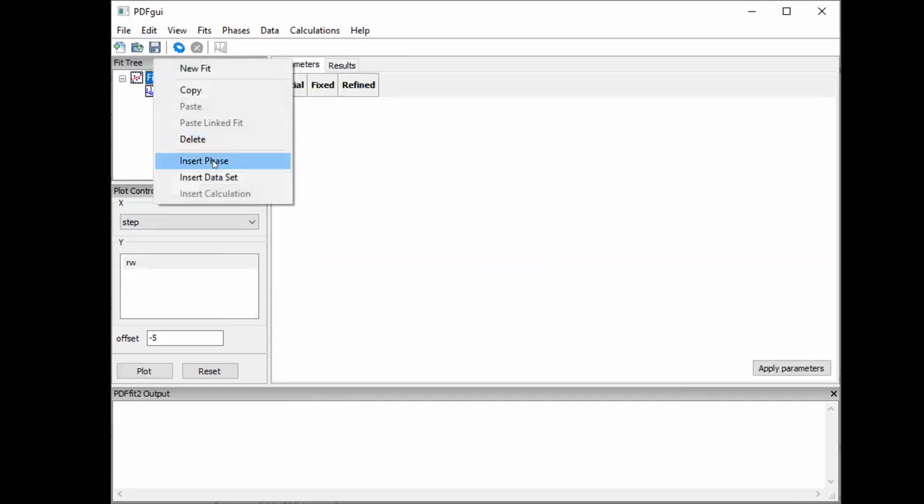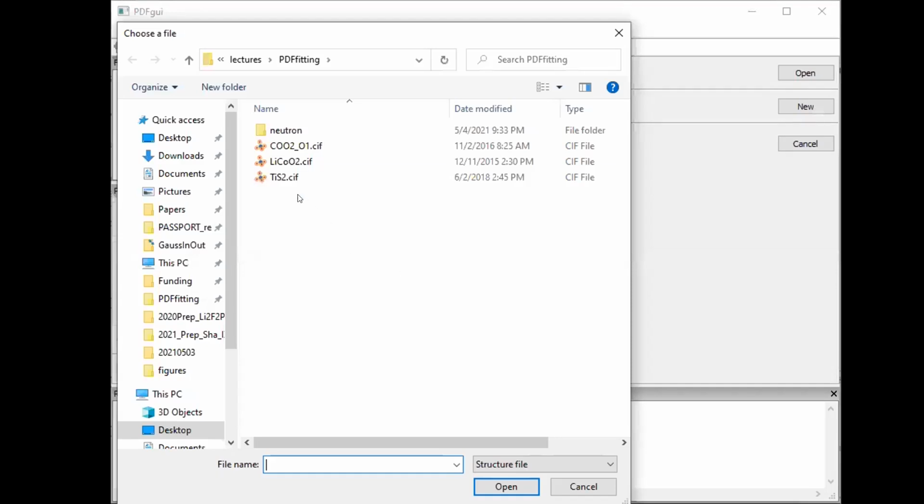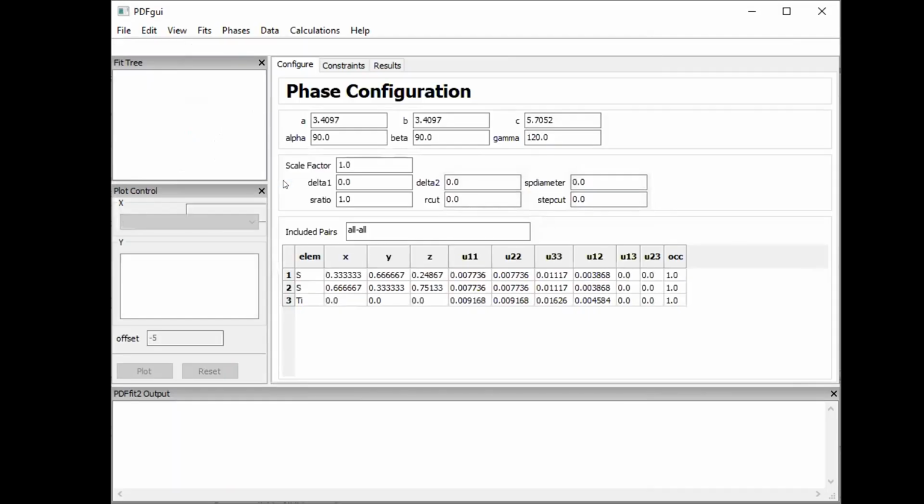After the data, we input the phase. Let's open it. Okay, we have the titanium sulfide phase. It's already there. So this is the lattice parameter. We discussed last time that this is a hexagonal lattice, with alpha and beta equal to 90 degrees and gamma equal to 120 degrees.